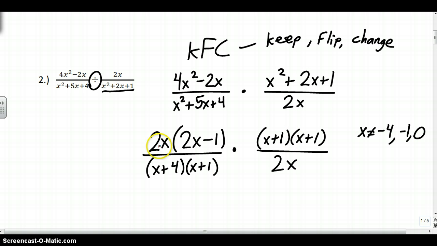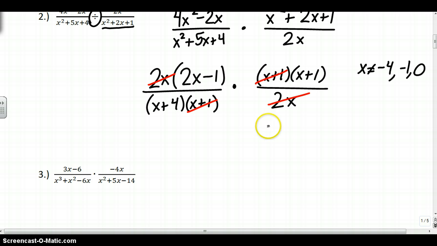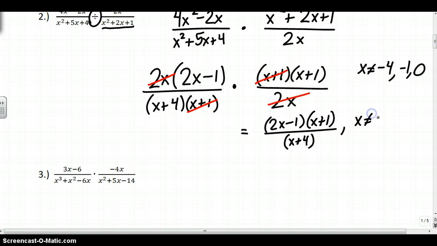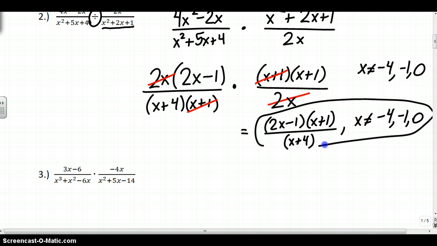Now, what cancels? The 2x's go away. 2x and 2x cancel. The x plus 1 cancels out. Nothing else does, though. So, what am I left with? I'm left with a 2x minus 1, an x plus 1, those are both in the numerator, over x plus 4. As long as x is not negative 4, negative 1, or 0. And I'm okay with you leaving your answer like this. If you FOIL that back together, that's one more chance to make a small mistake.